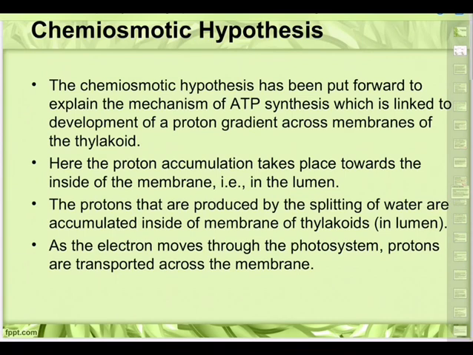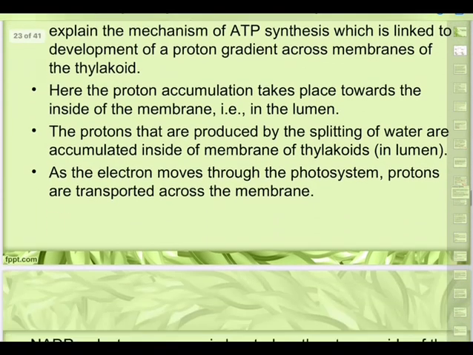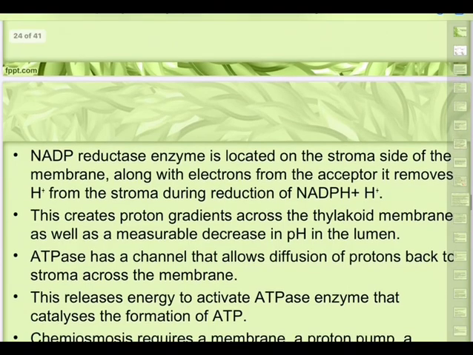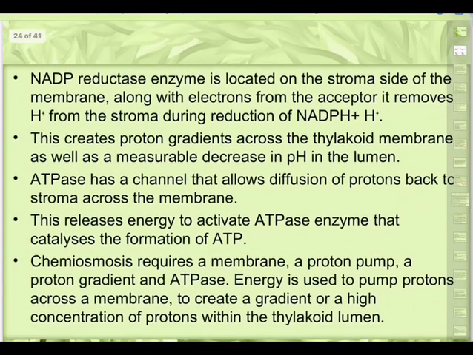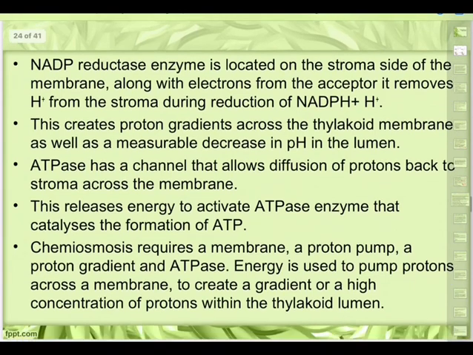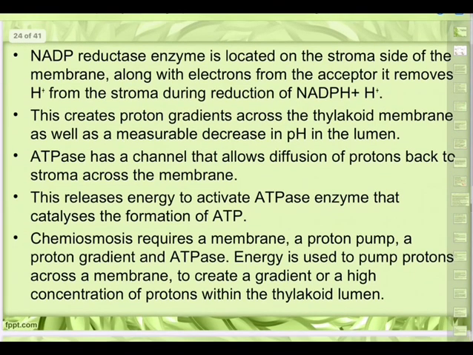So this is the same thing we are going to write here. The chemiosmotic hypothesis has been put forward to explain the mechanism of ATP synthesis, which is linked to development of a proton gradient, H plus, across the membranes of the thylakoid. Here the proton accumulation takes place towards the lumen. The protons that are produced by splitting of water are accumulated inside the lumen of the thylakoid. As the electron moves through the photosystems, like photosystem 1 and 2, protons are transported across the membrane.